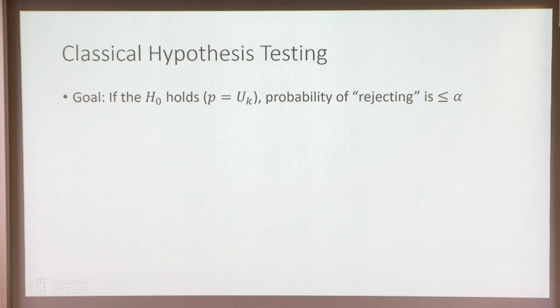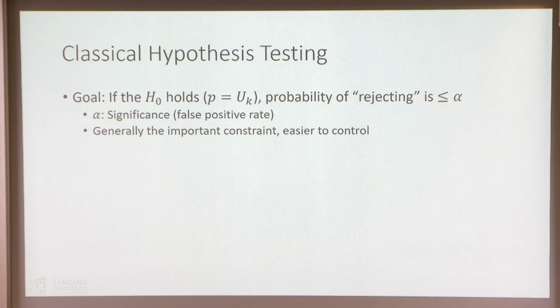Cool. And so our goal in a classical hypothesis testing setup will be the following. If H0 holds, that is, we're actually sampling from the uniform distribution, we want the probability of rejecting to be less than alpha. That is, we want the probability of saying that H0 is false to be less than alpha. This parameter alpha, as has been referred to before, is the significance. It's also known as the false positive rate. And of the two constraints I'm going to mention here, it is generally the more important constraint and the easier one to control, for reasons we'll get into in a few points.